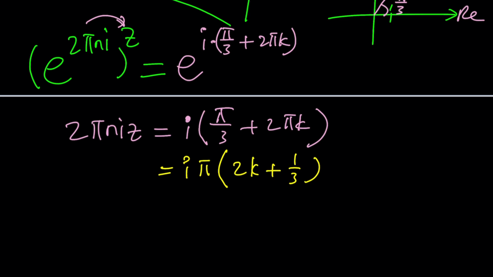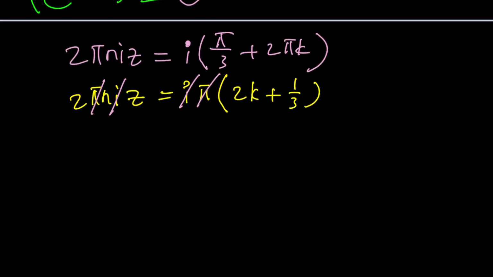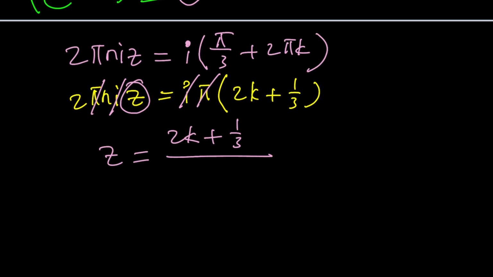Okay, here's the pen. Come back. 2 pi niz. So I'm going to go ahead and cancel out the i pi from both sides. And then that's going to give me 2nz. So if I'm trying to solve for z, then I should divide both sides by n, right? Let's do that. z equals (2k plus 1/3) divided by 2n.